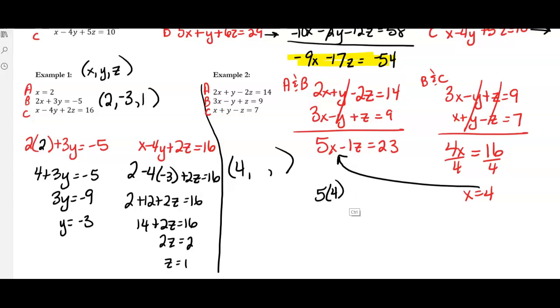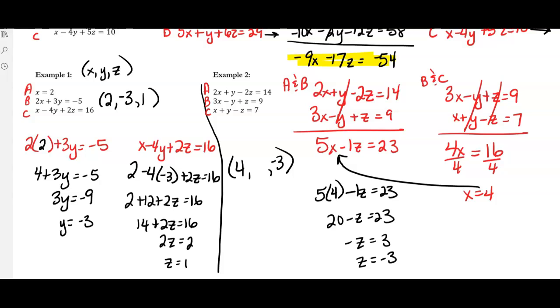Except let me write it down. It's supposed to say minus 1z is 23. So that's 20 minus z is 23. Subtract 20 on both sides, and you get a 3. Divide both sides by negative 1, and you get a negative 3.